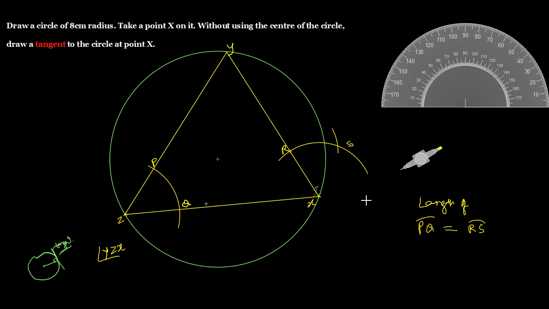So now let's join S and X. If I join that, what will happen? So now let me just take a point through that, somewhere around that. Let's put it as T. So now my TS or ST is my required tangent. ST is my required tangent.